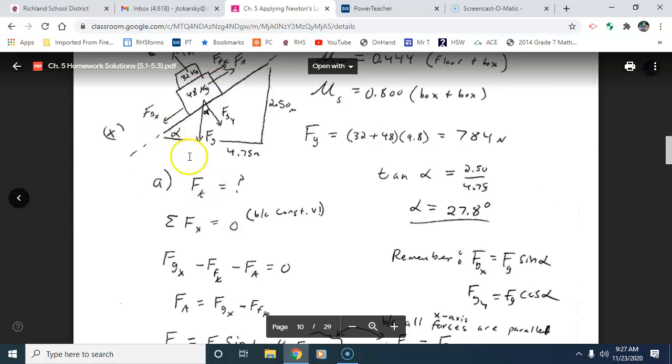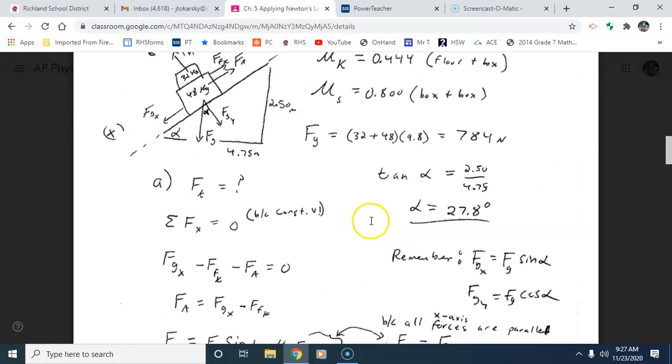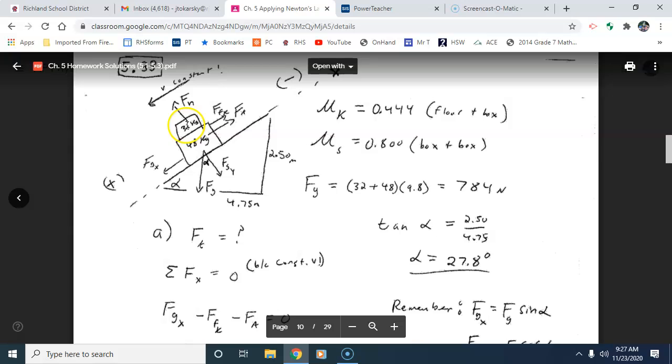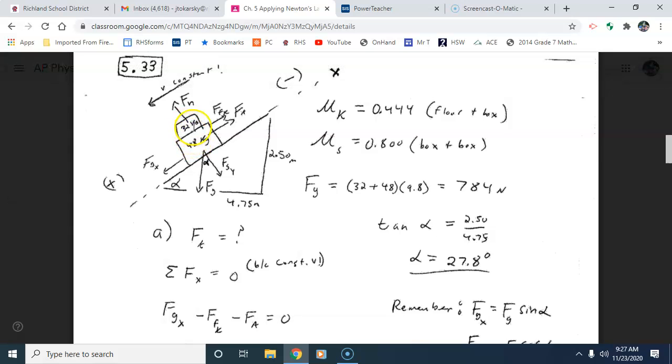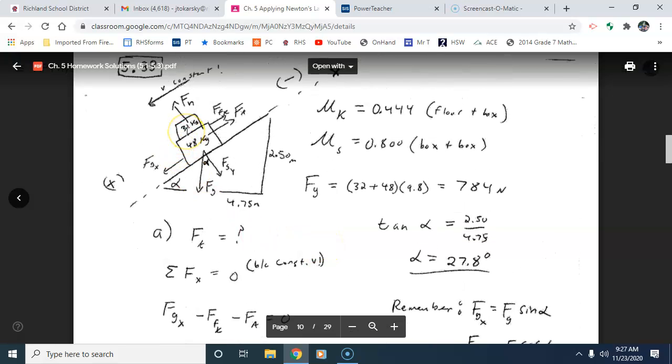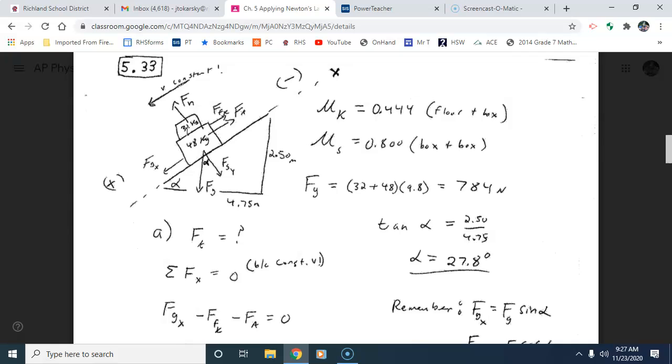Okay, so anyways, remember for this, since this one's basically attached to the block, we don't have to really worry about that other static frictional force in part A. It's not sliding right now, so all we care about is the incline feels like it's all one block, at least for part A.